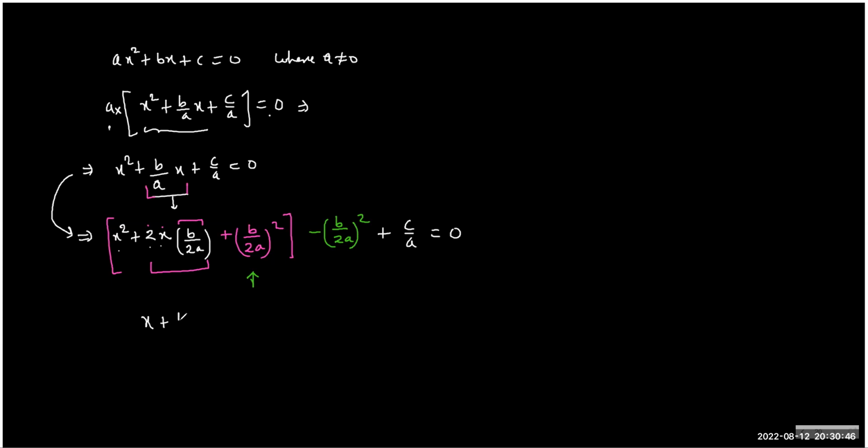Very good. And every term beyond this is a constant term, right? There is no x here. Can I throw it on the other side of the equals sign? Yeah, we can. So this will become b by 2a whole square minus c by a. Yes or no? And you know how to take the LCM. This is b square by 4a square minus c by a, and we can write the LCM.